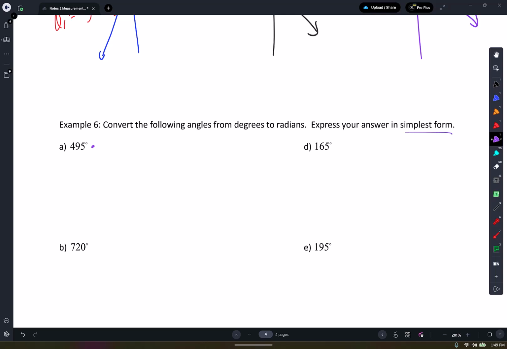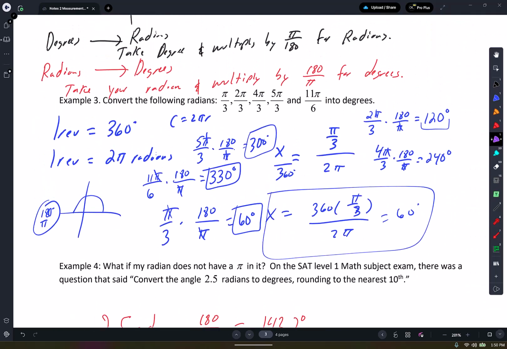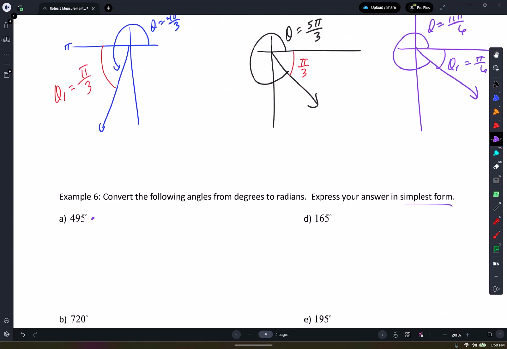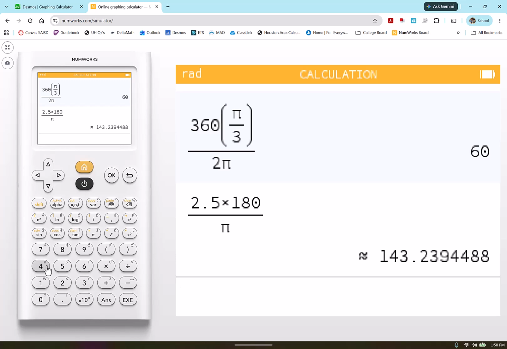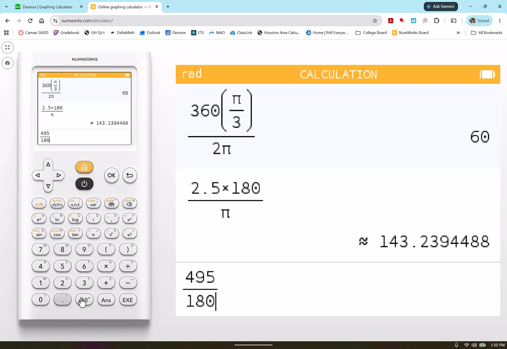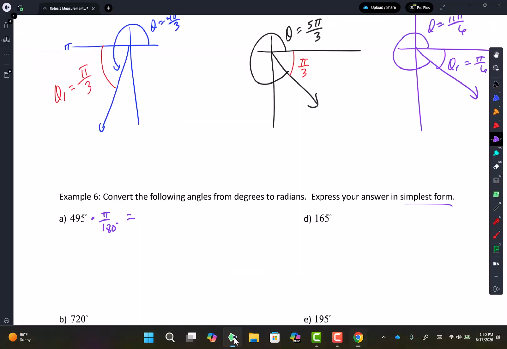So 495, what did our notes say? When we have a degree, we got to do what? Multiply by pi over 180. So you're going to go times pi over 180. So how would I do that? I would just take my calculator. I mean, there is a way that you can reduce it as well, right? Without a calculator. But so here it is. I'm just going to go 495 divided by 180. Leave the pi alone. I think this calculator is smart enough to do it. There it is. Put the pi in the numerator. 11 pi over 4.